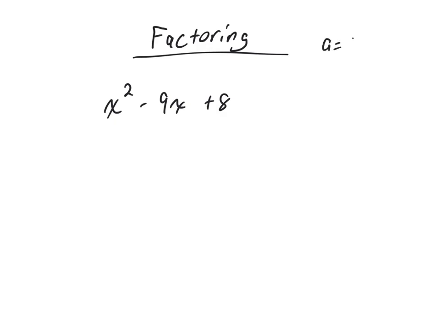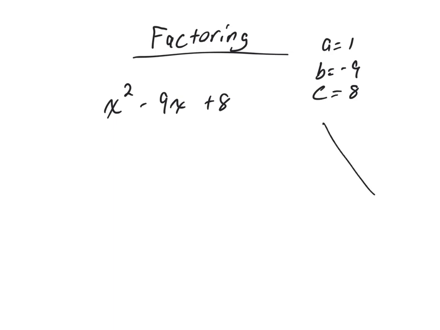A in this case is 1, because that's the number in front of the x squared term. B is the number in front of the x term, or the linear term, and we got to keep the sign with it, so this is going to be -9. And then we have C, which is the constant, or the number all by itself, and again we got the sign with it, so +8 there. So C equals +8.